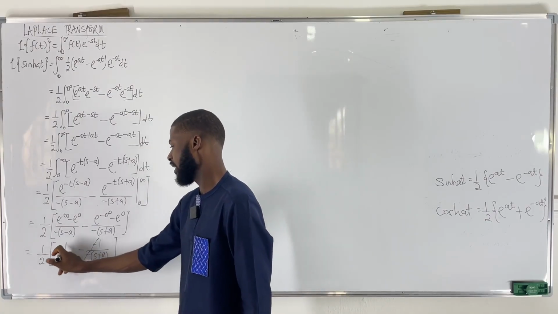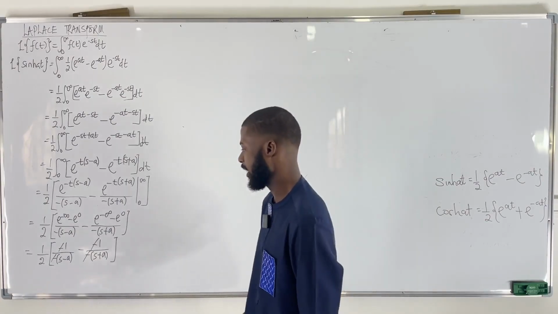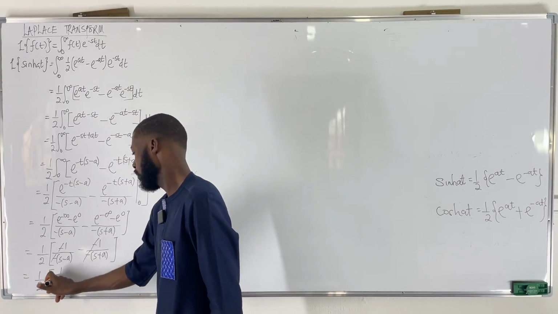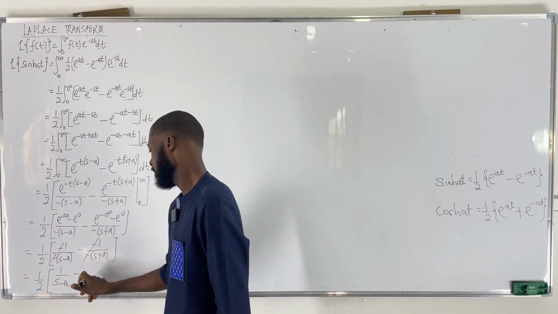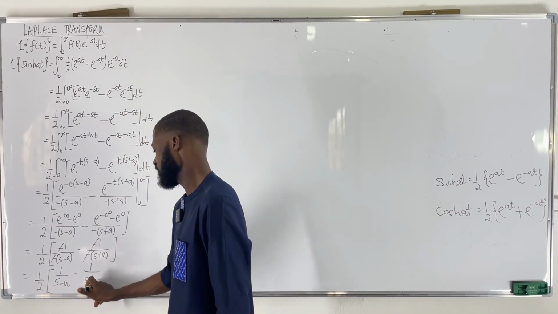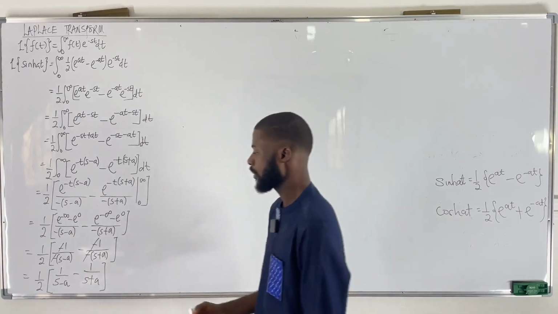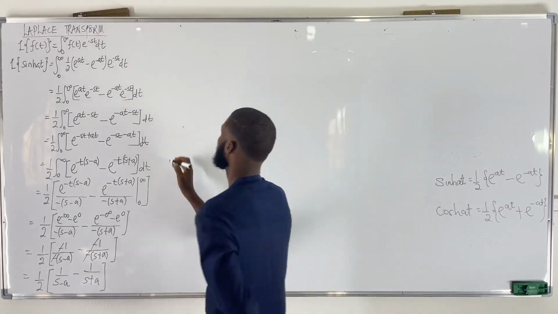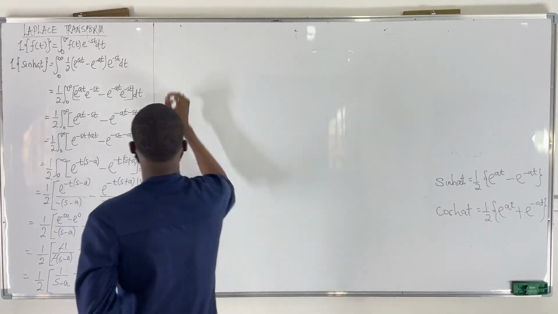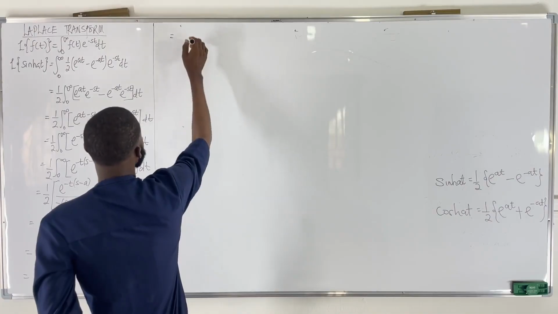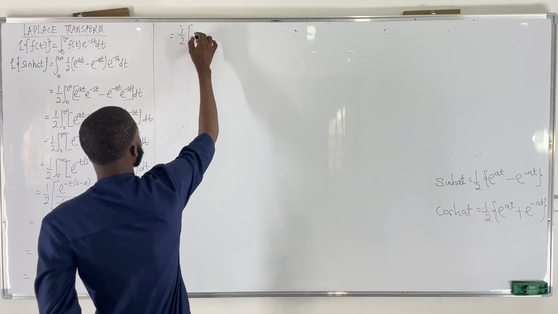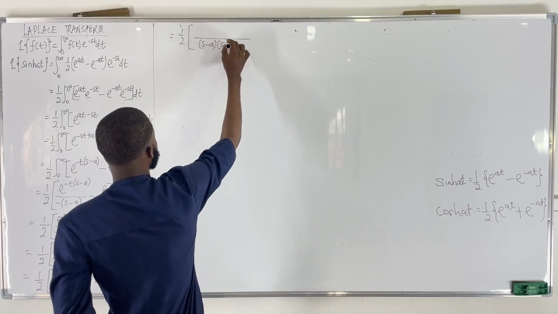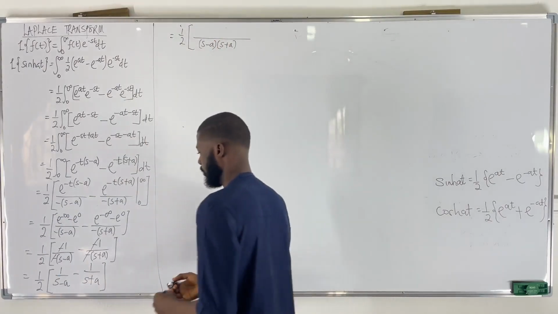Now minus will take care of minus here. Minus will take care of minus here. So what will be left is half of 1 over s minus a minus 1 over s plus a. Now you want to take the LCM there. You want to have a common denominator. So this will become equal to 1 over 2. Now the common denominator will just be their product. S minus a into s plus a will just be their product.